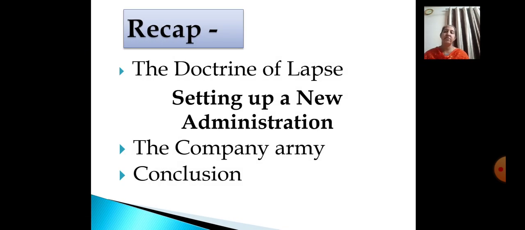So, children, in today's session, we have learnt about the policy, the doctrine of lapse, that was adopted by the East India Company. Then we saw the new changes that they brought about in the administration, that is the company army, the army that the East India Company wanted, the Sepoy army. That word Sepoy they took from the Indian soldiers, that is Sipahi. Then we saw that finally, in the year 1857, the East India Company was transformed from a trading company to a British territorial power, right? This is what we have seen in the chapter.